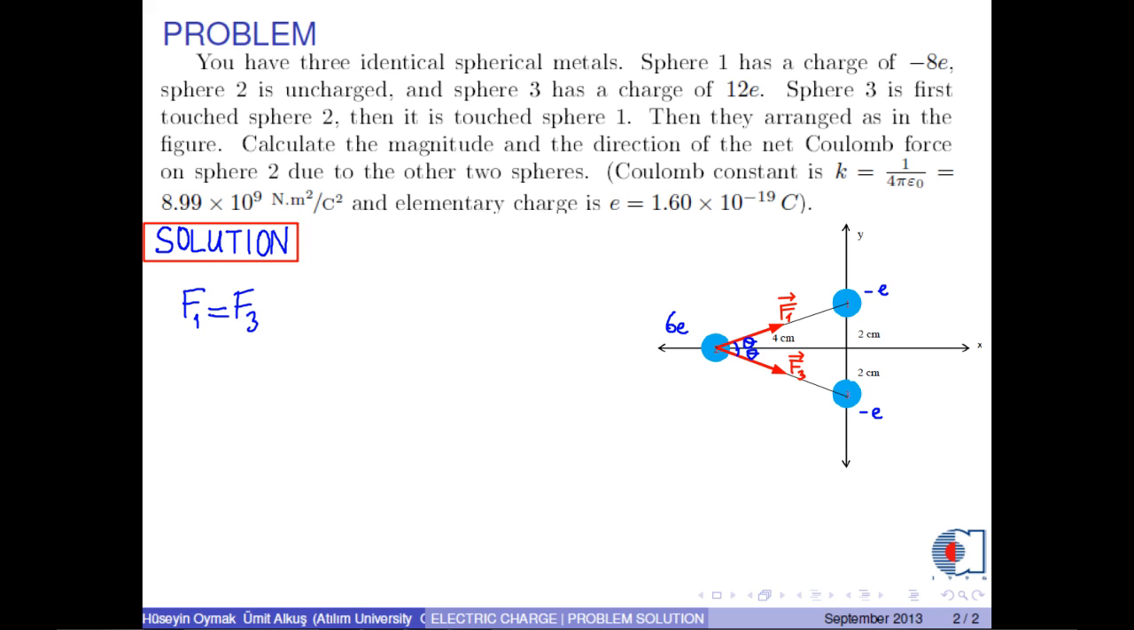Namely, F1 equals F3, and they are calculated to be K times the absolute value of 6e times the absolute value of negative e over r squared, where r is the distance between 6e and each negative e. So we write 6ke squared over r squared.